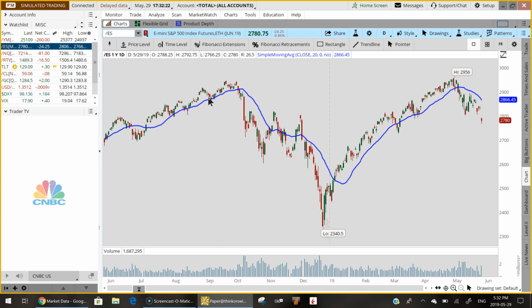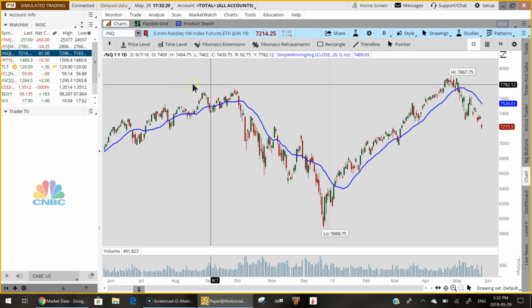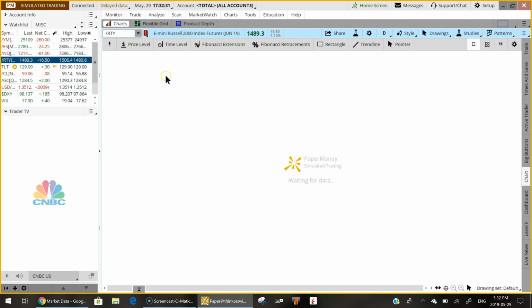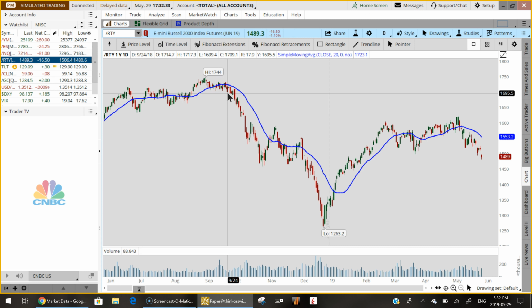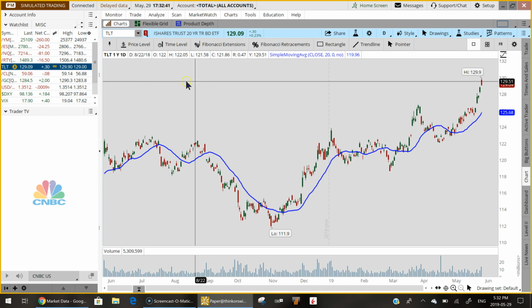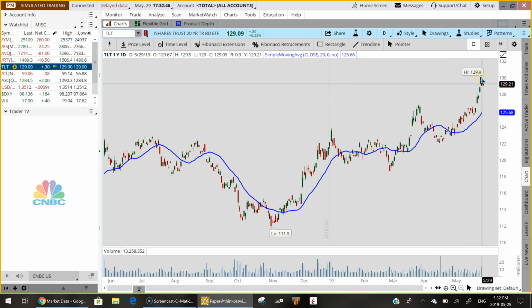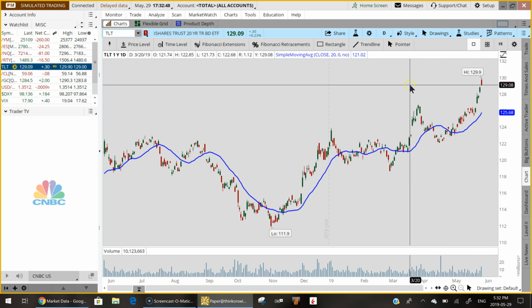The S&P 500 was lower by 19 points, while the Nasdaq 100 was lower by 60 points, and the Russell 2000 finished lower by about 14 points. I'll come back to these charts in just a moment. There is something I want to show you, but here's TLT, the ETF for the 20-year Treasury. It put in a new high today, 129.90.